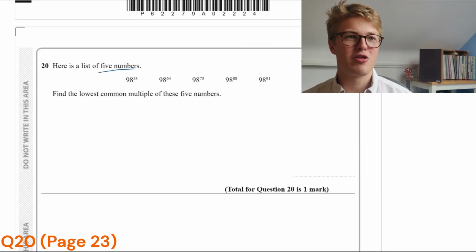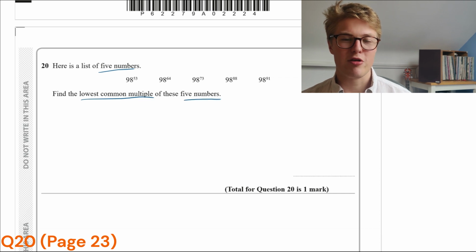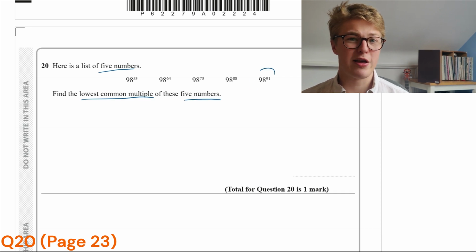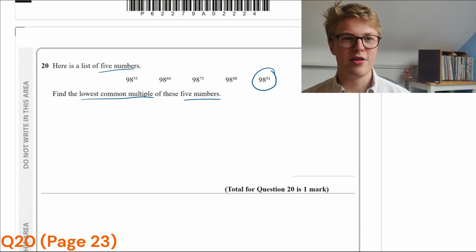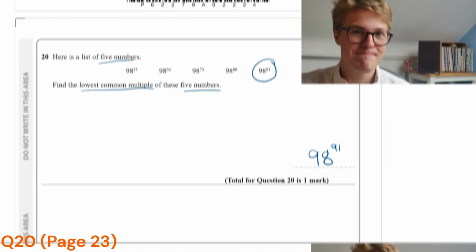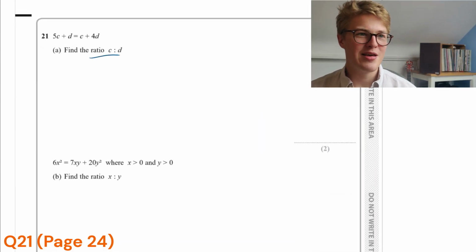Here is a list of 5 numbers. Find the lowest common multiple of these 5 numbers. So here we just pick 98 to the power of 91 because it's the largest of all 5. This is because you can just multiply by 98 to the power of something to end up with 98 to the power of 91 for all of the other numbers, so therefore we just have 98 to the power of 91 as our answer.